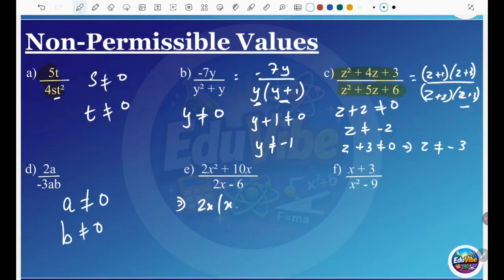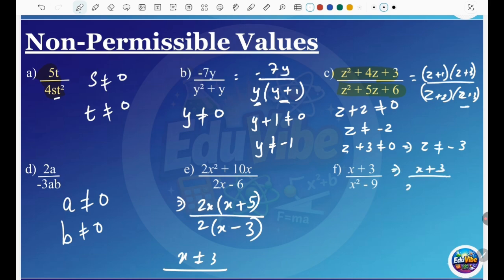Next thing, 2x minus 3, we solve both denominators. So 2x minus 6, if we take 2 in common, we get x minus 3. Here, x is not equal to 3. And last, x plus 3 divided by x square minus 9, which is a square minus b square, goes to x plus 3 and x minus 3. We have both restrictions, so x is not equal to plus minus 3. So that's how the MPVs work.